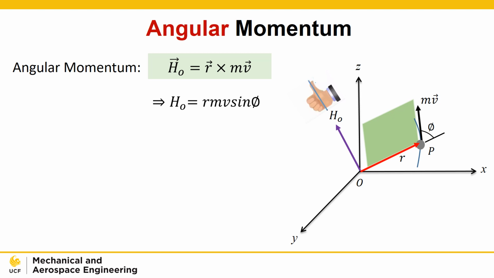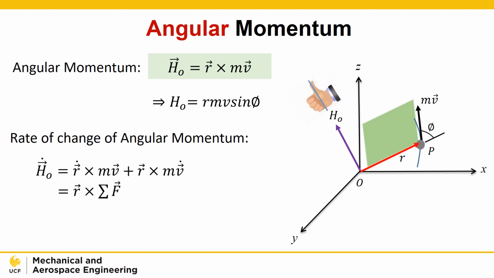Now let us compute the derivative of the angular momentum HO with respect to time. From the rules of differentiation, we can write HO dot is equal to r dot cross mv plus r cross mv dot. Now the first term in this equation is 0 because the vectors r dot, which is equal to v, and mv are collinear.